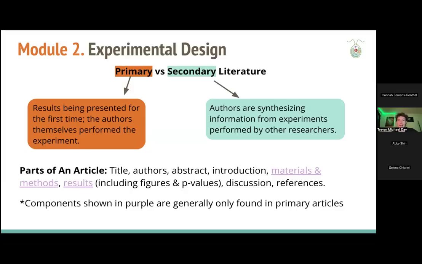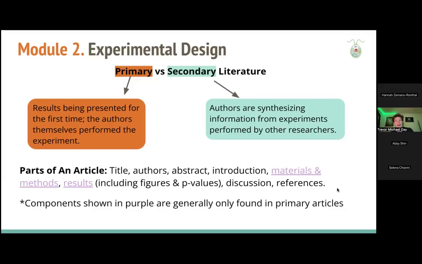Secondary literature, on the other hand, is when authors use a bunch, in some cases hundreds, of primary articles, look at all of the findings that different research groups are coming up with, and attempt to synthesize this information. Usually this is done to come to a consensus understanding or to reflect the diversity of scientific opinions within a specific field. Now, there are different parts of the article. I wouldn't necessarily say that you should memorize these, however, that is your choice if you do.